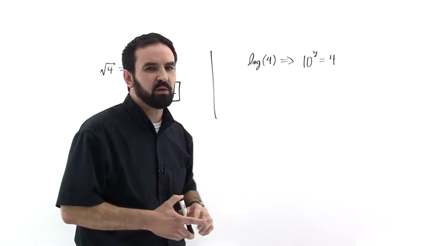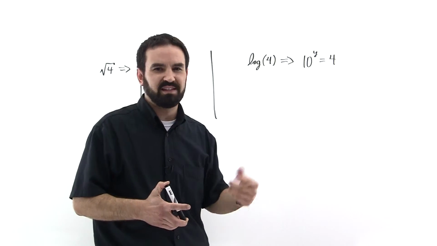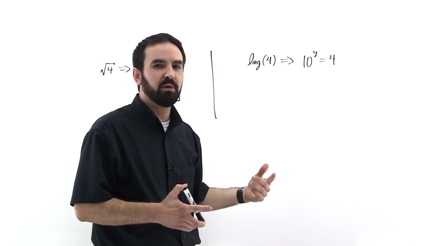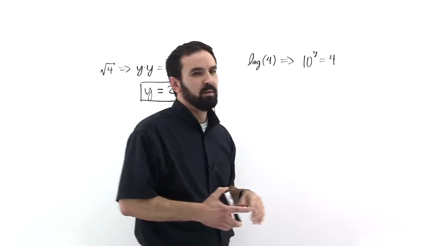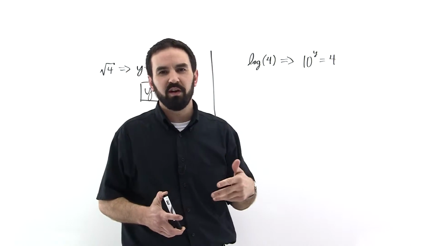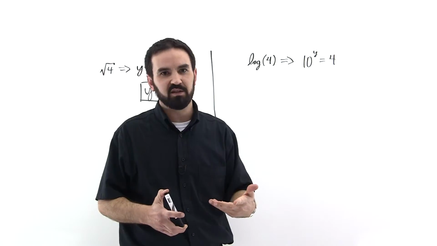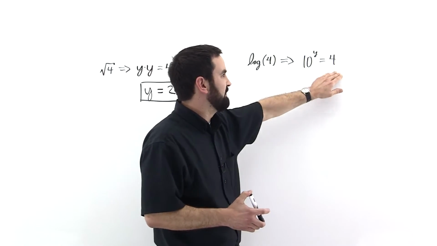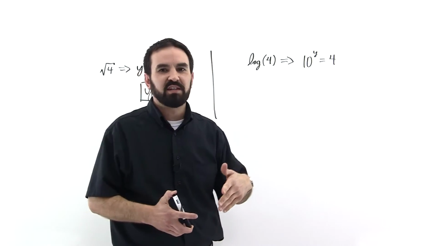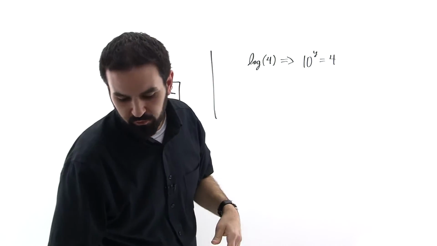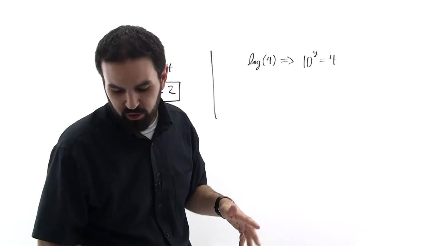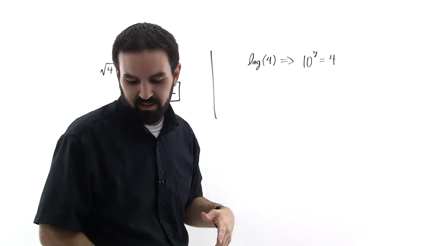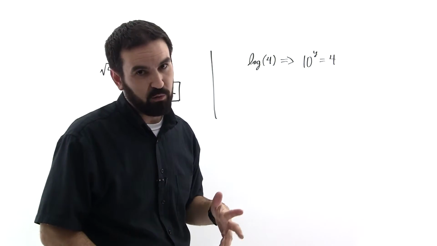So y could be equal to, let's just try some stuff. Let's let y equal 0. 10 to the 0 is equal to 1, so that's not right. We need it to be equal to 4. We could try 10 to the 1. 10 to the 1 is just 10, so that's too big. It's not 4. We could try 10 to the 0.5, and 10 to the 0.5 is 3.16, so that's a little bit too low. Then we try 10 to the 0.6, and that's 3.98, so now we're getting close.